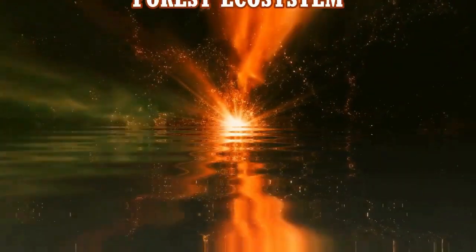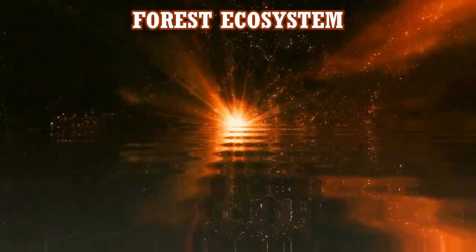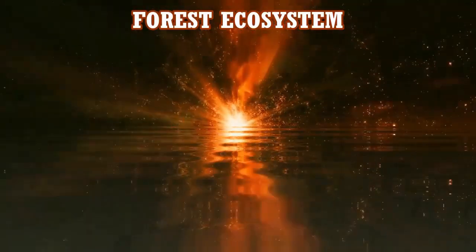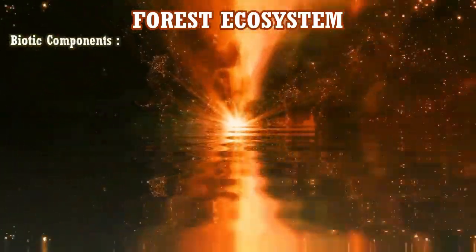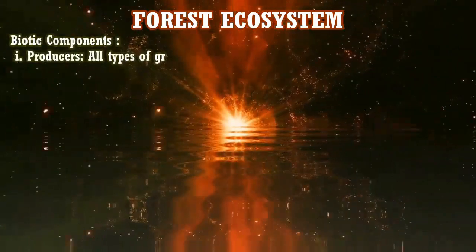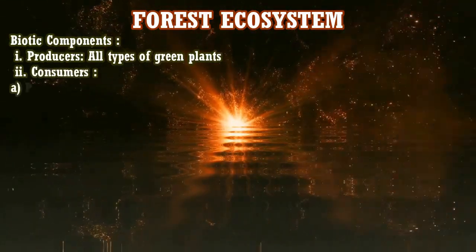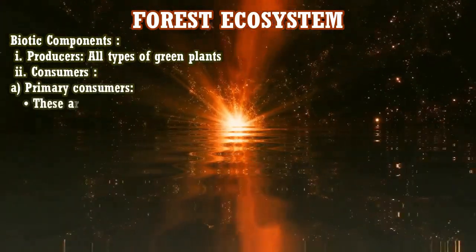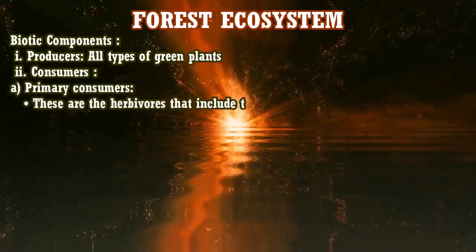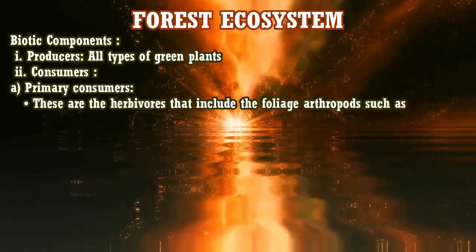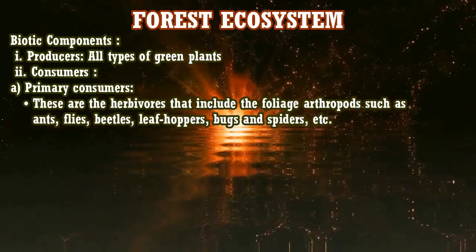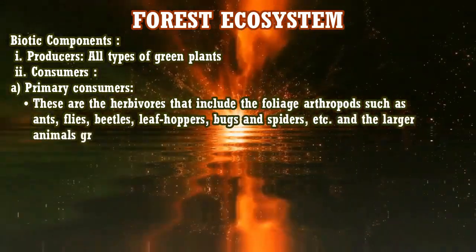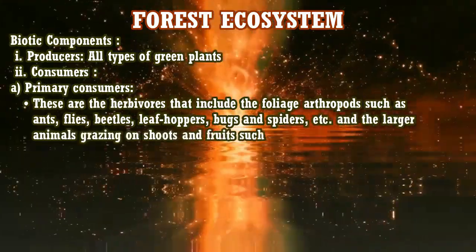Now they will be eaten by the consumers, that is the primary consumers, which include small animals like ants, flies, beetles, bugs and spiders, whereas larger animals are also present and they also belong to primary consumers, like elephant, nilgai, deer, mole, squirrel, shrew, flying fox, bat, etc. They contribute towards the primary consumers because they feed on the green plants present in the forest.